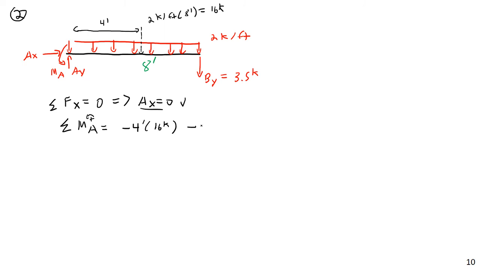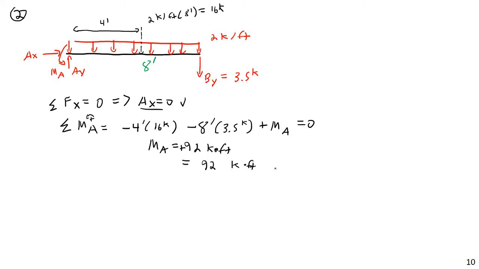Then I can say minus the moment caused by BY, minus the moment arm length 8 feet times the magnitude of 3.5 kips, and then plus my MA, the reaction moment at point A. All of it equals 0, and I get that MA is positive 92 kip feet. I want to make clear that it's positive, so I can say this is 92 kip feet counterclockwise.